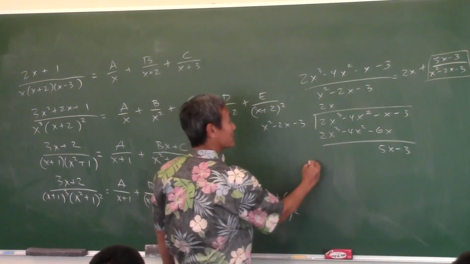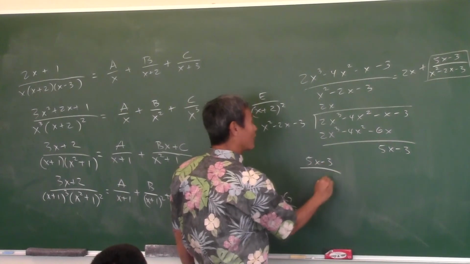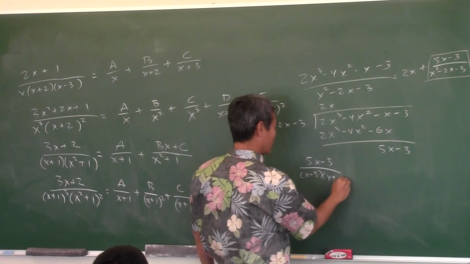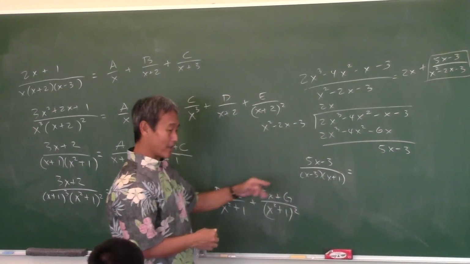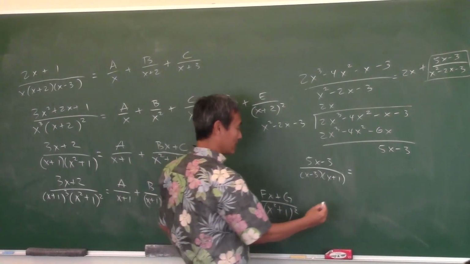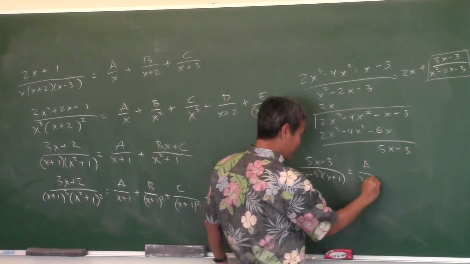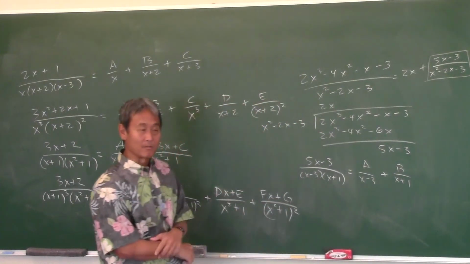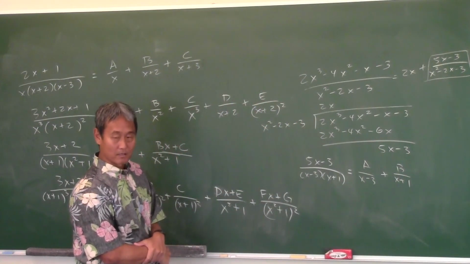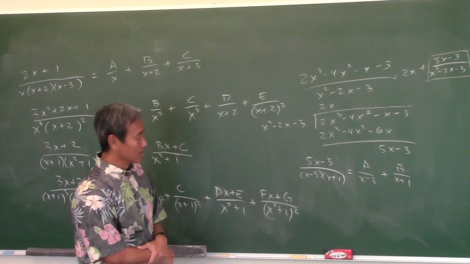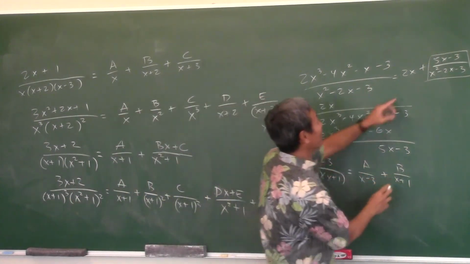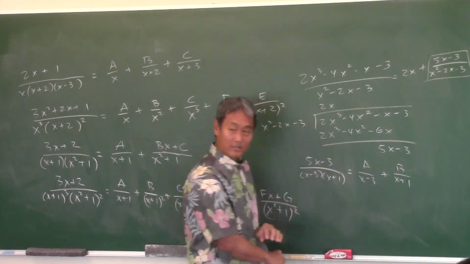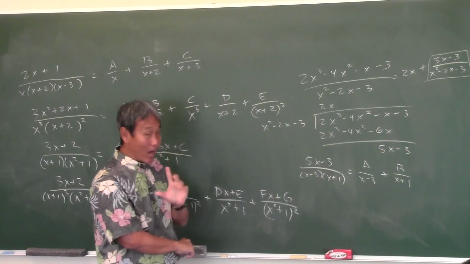So now you do this. You go 5x minus 3 over, and then you want to factor the denominator, x minus 3 times x plus 1. Okay, what fractions do I have to add together to get that LCD there? A over x minus 3 plus b over x plus 1. And then probably the Heaviside method is the fastest way to do this. And then once you get the answer here, don't forget to add the 2x to it. So it's going to be 2x plus the answer that you get here. So you got to watch for that now.